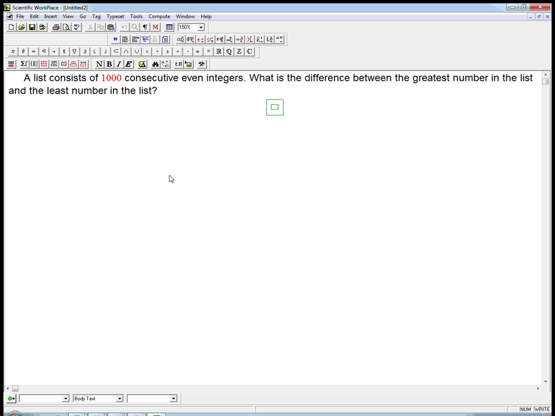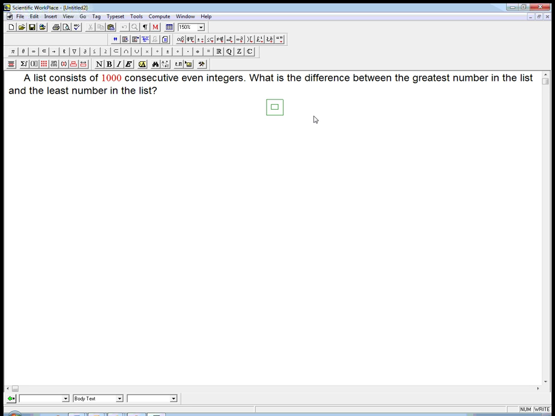Here's a problem about, well, it's phrased in terms of lists. The technical term is it's really secretly a problem about arithmetic sequences, which we're going to discuss later in the year, but we can do this without a lot of terminology. It says the list consists of 1,000 consecutive even integers. What's the difference between the greatest number in the list and the least number in the list?